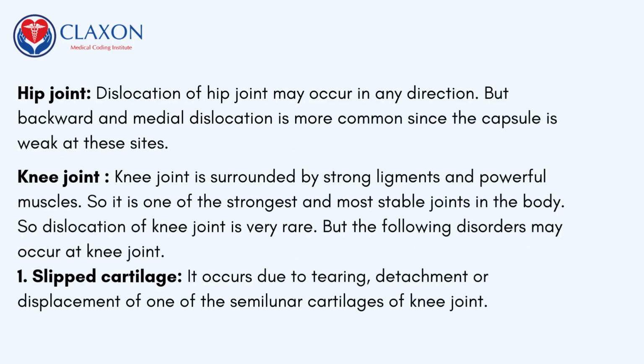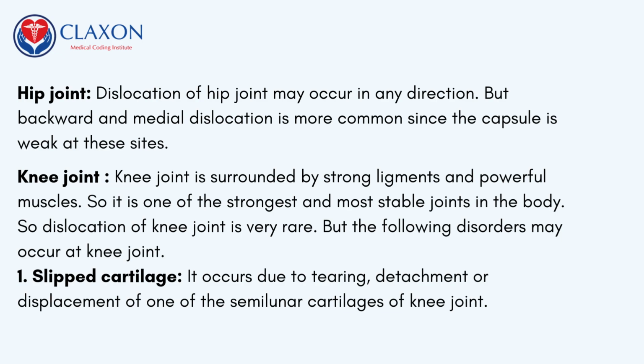Hip joint. Dislocation of hip joint may occur in any direction, but backward and medial dislocation is more common since the capsule is weak at these sites. Knee joint. Knee joint is surrounded by strong ligaments and powerful muscles, so it is one of the strongest and most stable joints in the body. So dislocation of knee joint is very rare. But the following disorders may occur at knee joint.